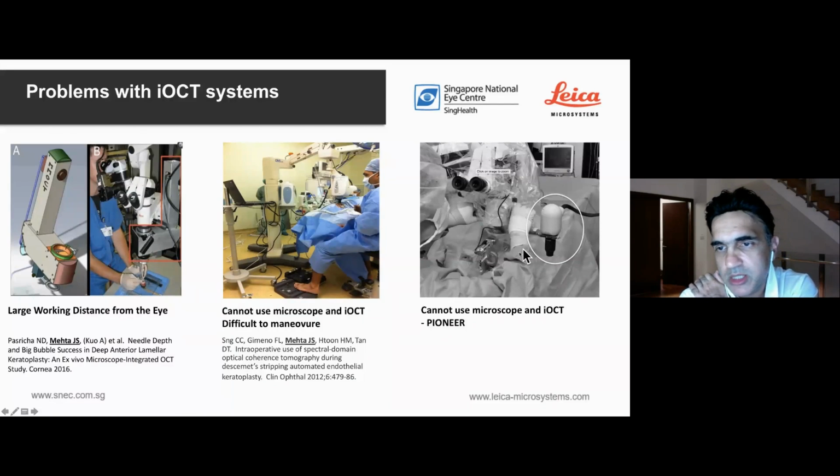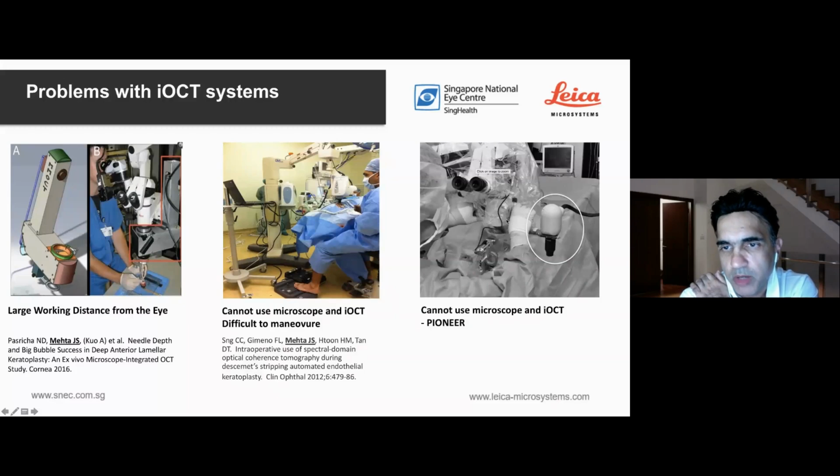And from the Pioneer study, you can see over here, again, this time this was a lot easier than what we had in 2011 in Singapore, where the OCT is attached to the microscope. But still, you can see over here, you couldn't look at the microscope and the OCT at the same time.